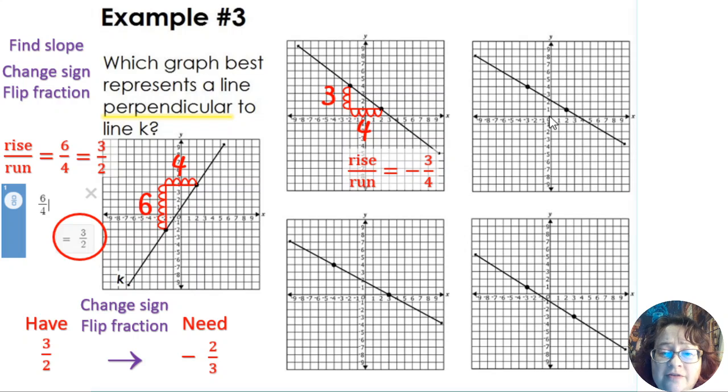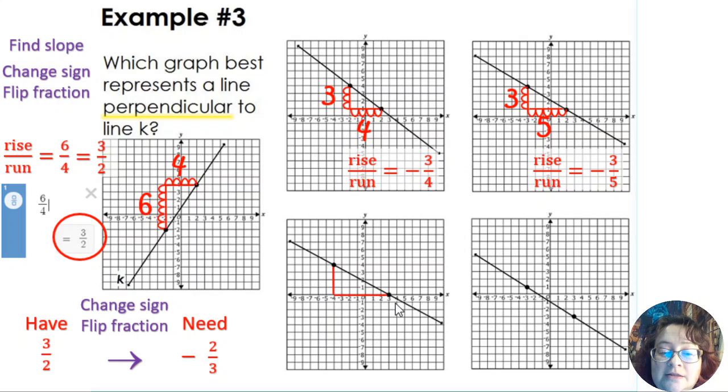Our next graph, draw along the grid lines, down and over. Then I'm going to count 1, 2, 3. 1, 2, 3, 4, 5. My slope is rise over run, or negative 3/5. Still not what I'm looking for. I'm looking for negative 2/3. Let's try the next one.